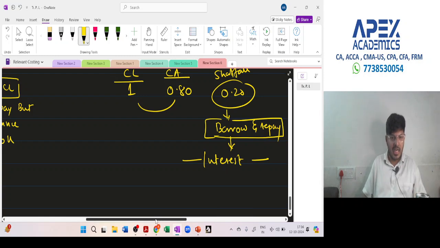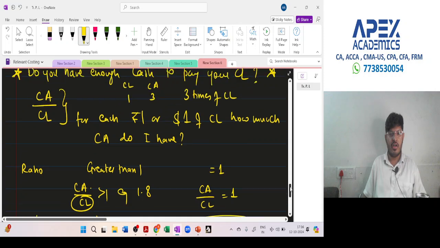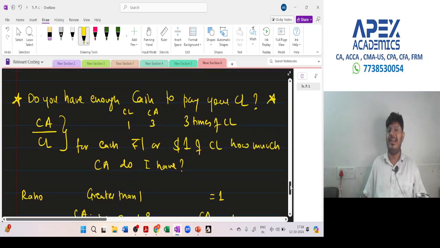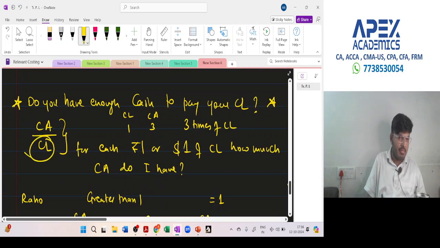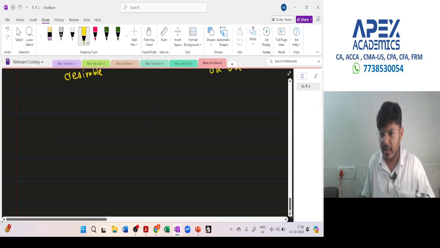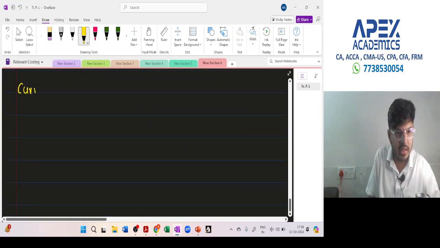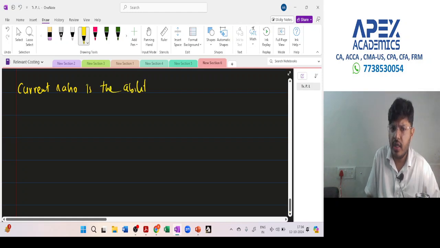My dear friends, what you have seen right now in front of your eyes is a ratio known as current ratio. What is current ratio? The ability to repay your current liabilities out of your current assets. What is current ratio? It is the ability to repay current liabilities out of current assets.